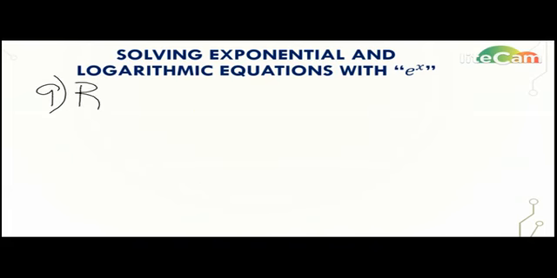All right, here we go. Number 9. These are the two word problems that are in the example, or excuse me, in the assignment.